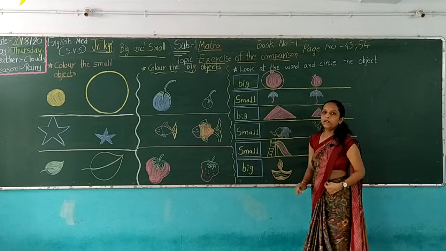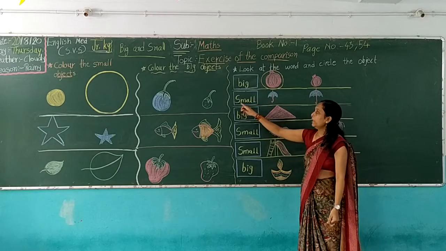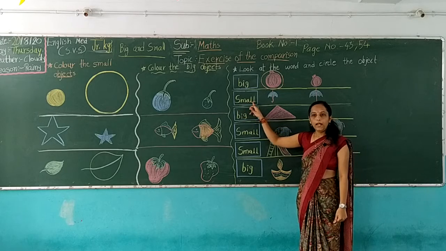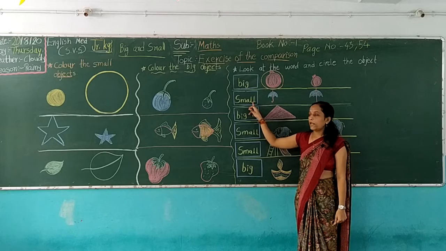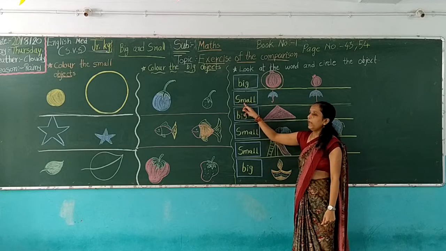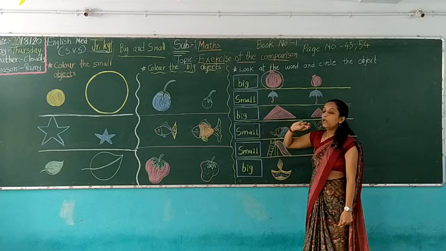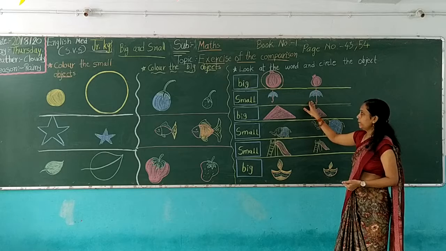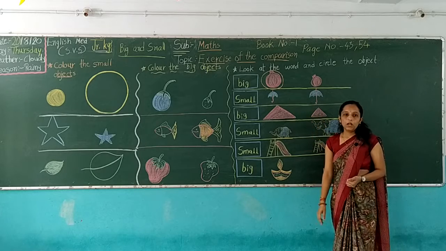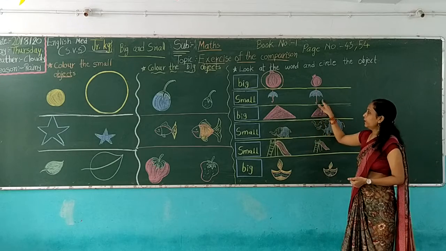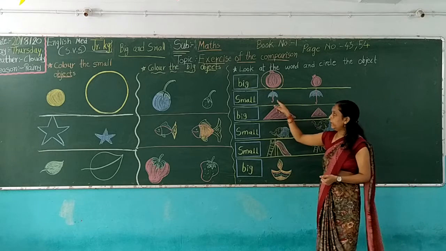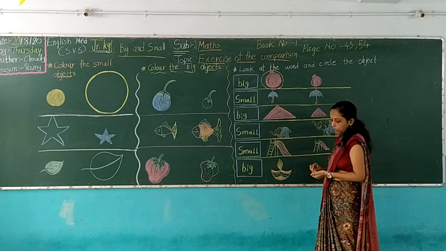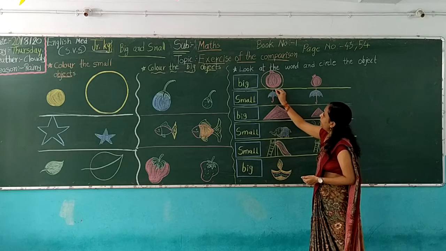Okay. And which word is written here? Read with me. S-M-A-double-L, small. Again one more time. S-M-A-double-L, small. Here I drew two umbrellas. One is big and the other one is small. So which umbrella is small? This? No. This? Yes. This umbrella is small. So circle only the small umbrella.